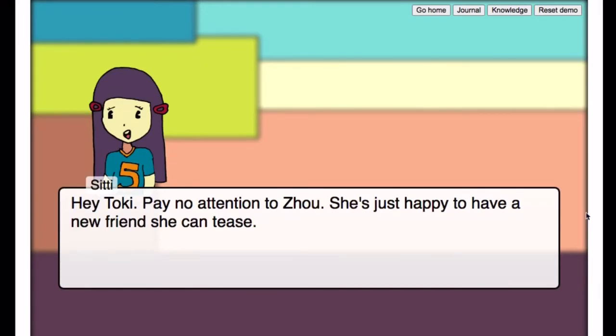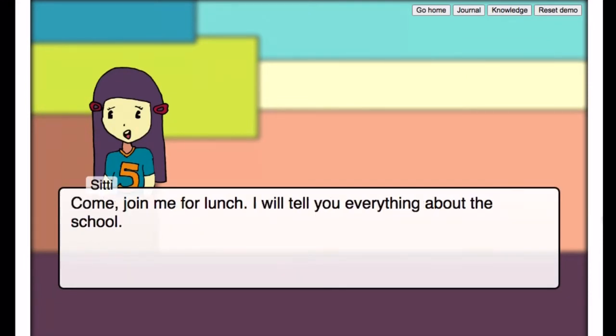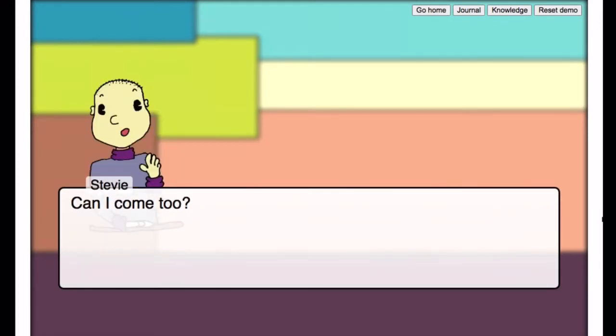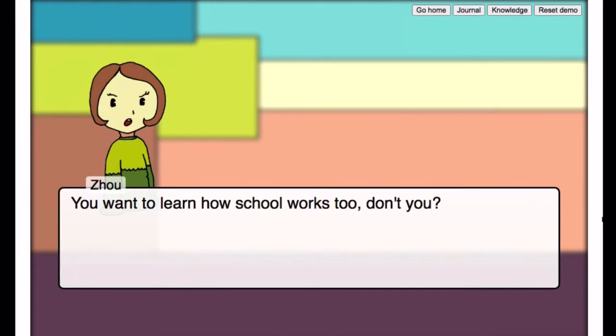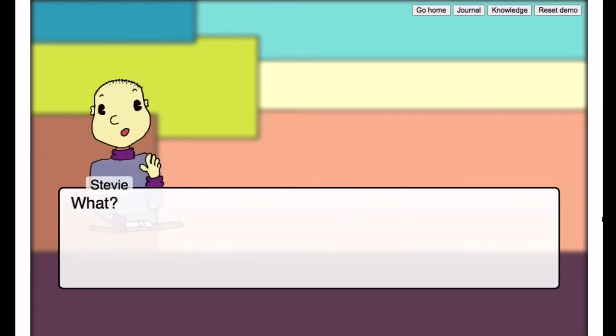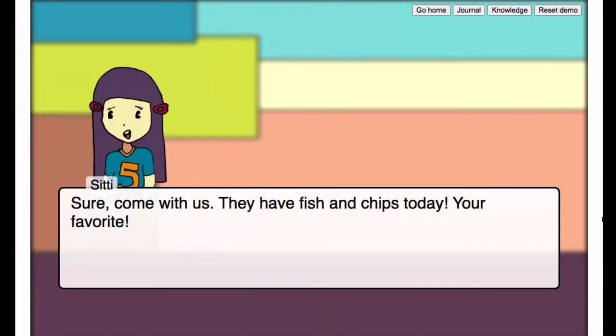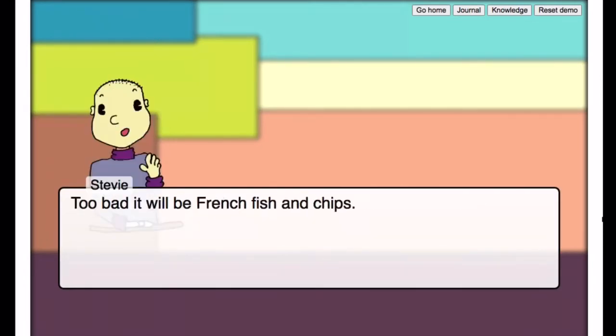Hey Toki, pay no attention to Zoo. She's just happy to have a new friend she can tease. Come, join me for lunch. I will tell you everything about the school. Can I come too? You want to learn how school works too, don't you? What? Sure, come with us. They have fish and chips today. Your favorite. Too bad it will be French fish and chips. I mean, I still love it. It's just not the same.